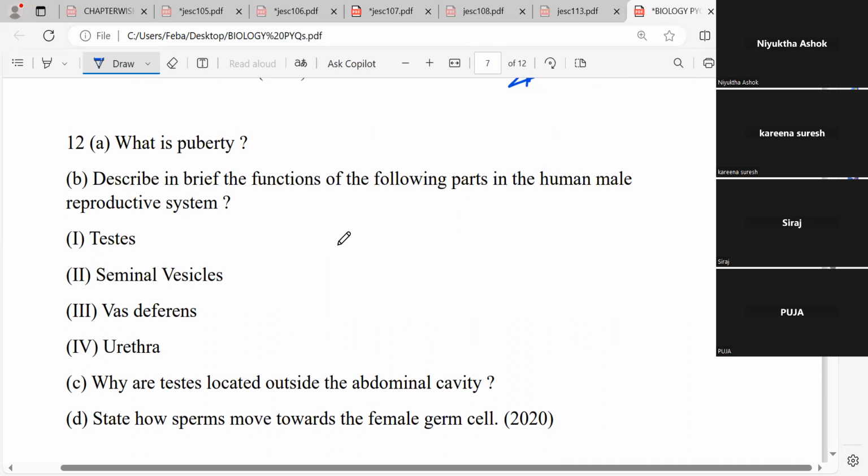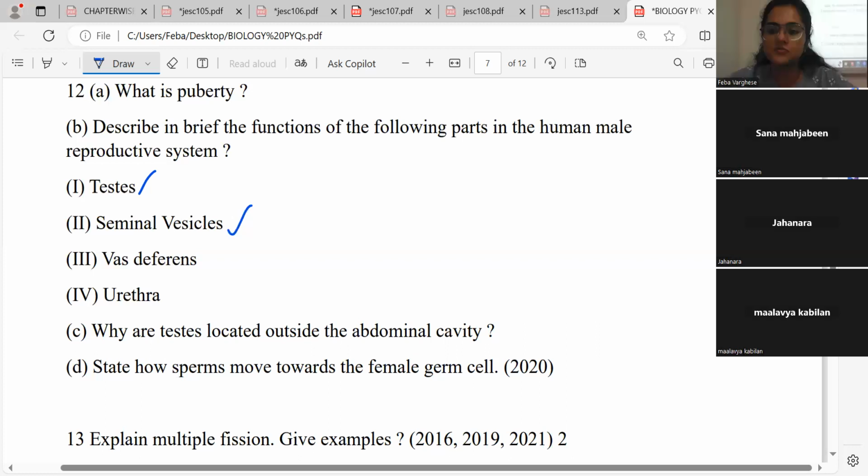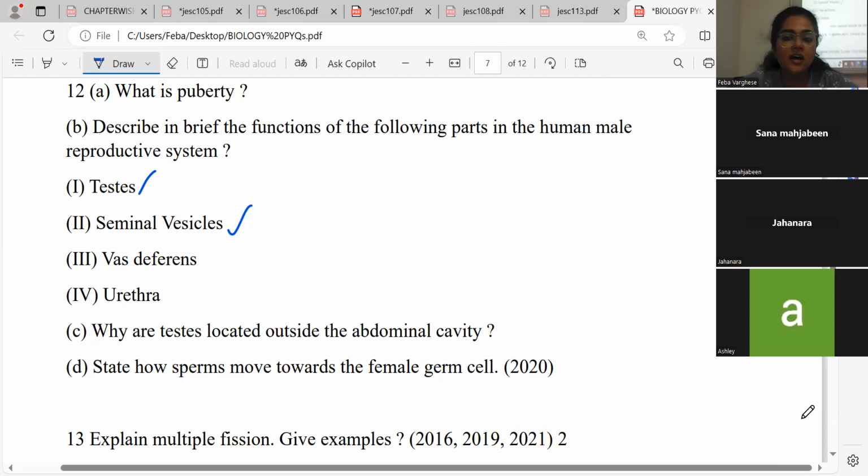Describe in brief the function of the following parts of the human male reproductive system. Testes function has been discussed. What about the seminal vesicles, guys? Anybody? About the seminal vesicles? It secretes a fluid which helps in providing nourishment to the sperms and also helps in transportation of the sperms. Vas deferens helps in transporting the sperms which are formed in the testes into the urethra. Then urethra, the structure through which the sperm and also the urine can be transported.